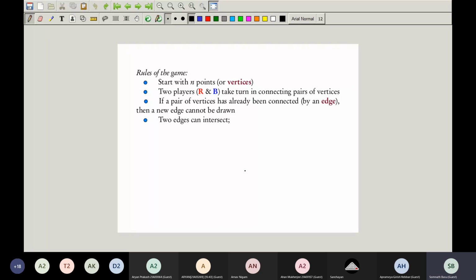While drawing, two edges can intersect. There are no restrictions: a red edge can intersect a blue edge, or a previously drawn red edge. Edges can intersect, but we will not consider the intersection of two edges to be a new point or a new vertex. You should imagine that instead of playing on a piece of paper, you're playing in R3, in 3-space.